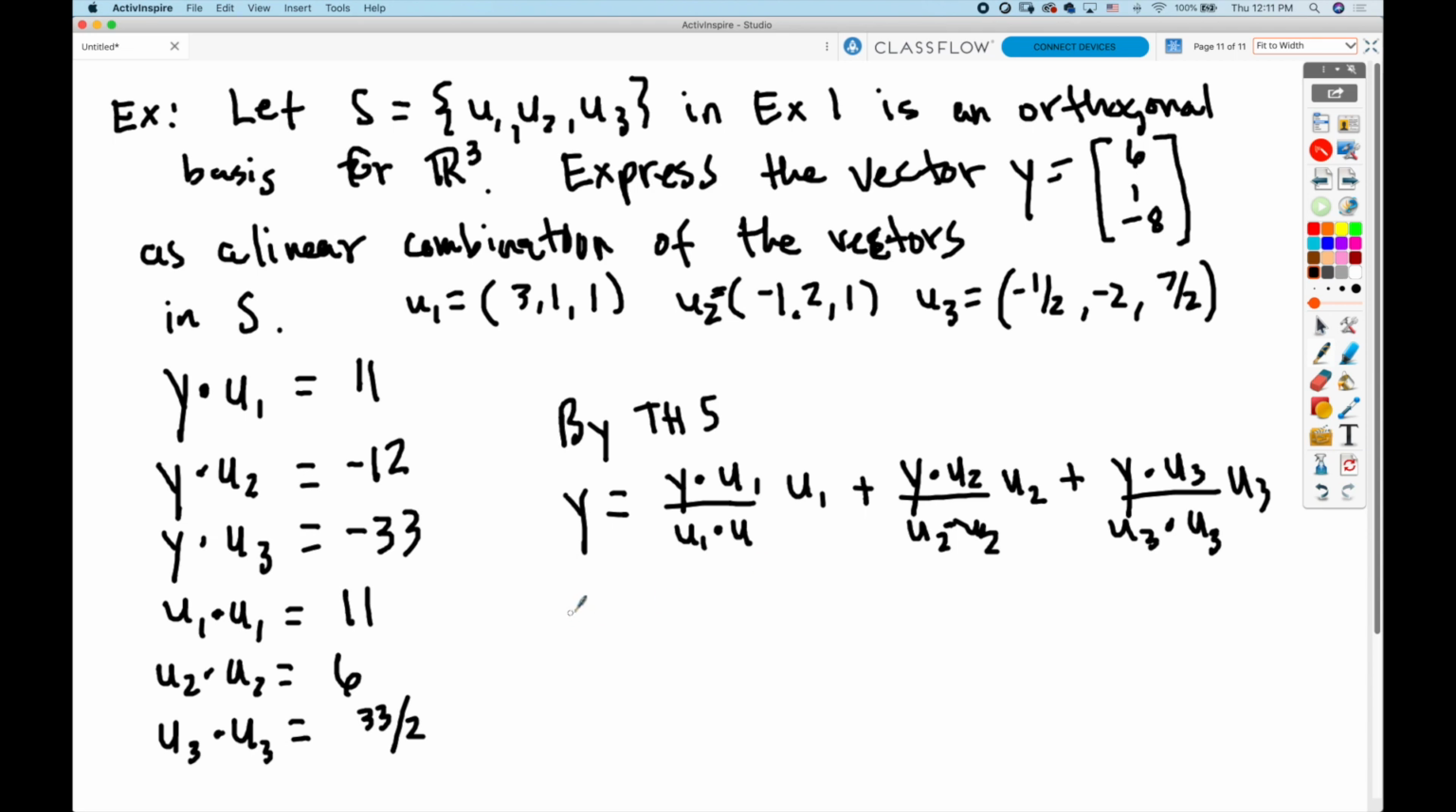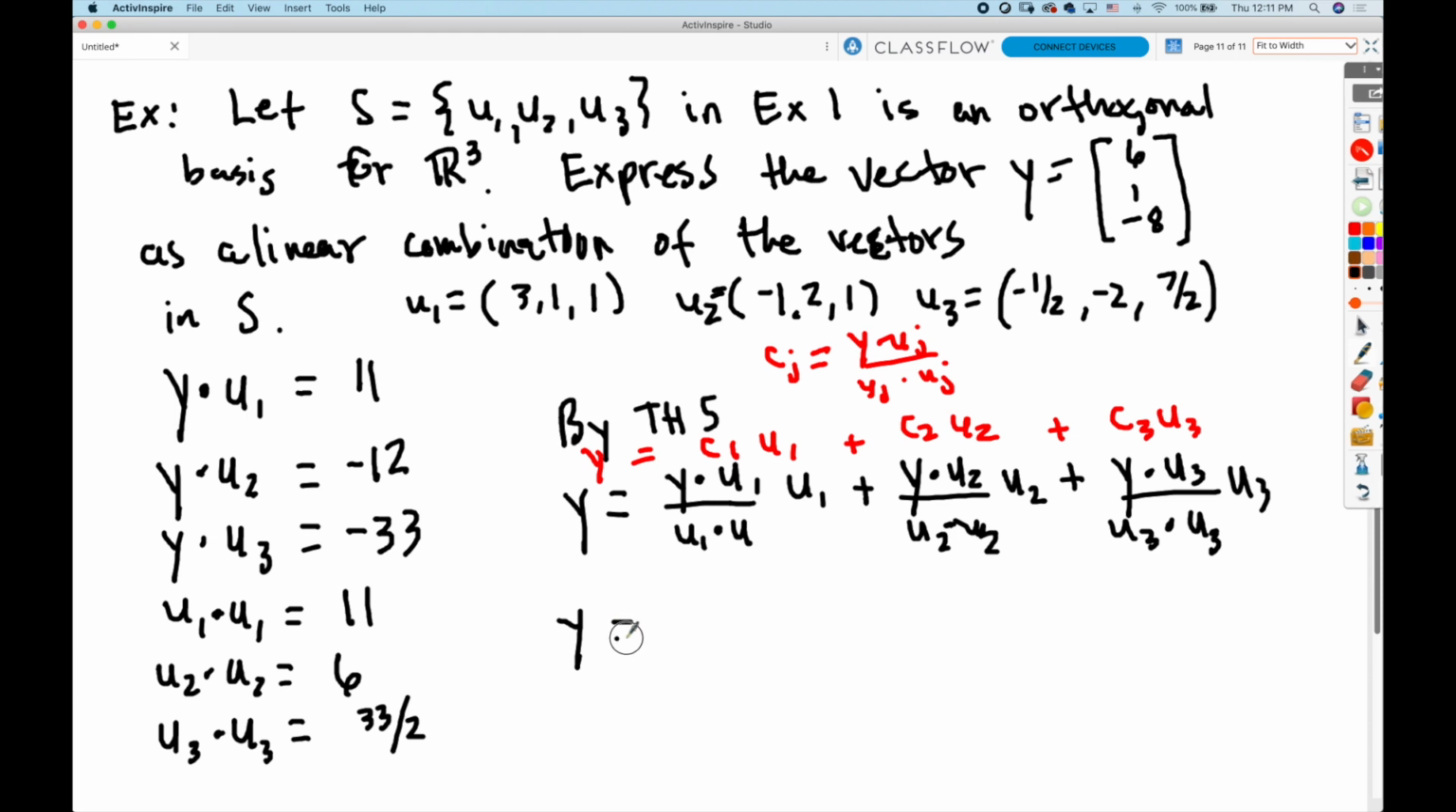Okay, and so basically this is my y is equal to c1 u1 plus c2 u2 plus c3 u3. And so remember we found c sub j by saying that's equal to y dot u sub j over uj dot uj. And that's what I'm finding now. And so let's plug in our substitution.